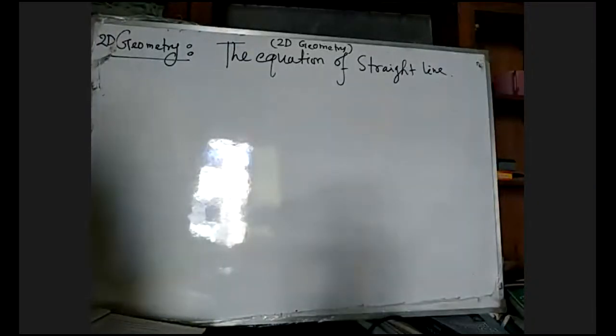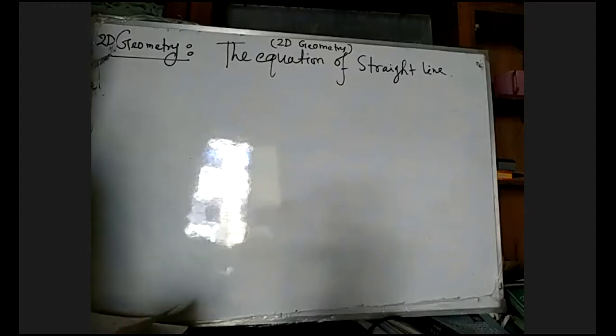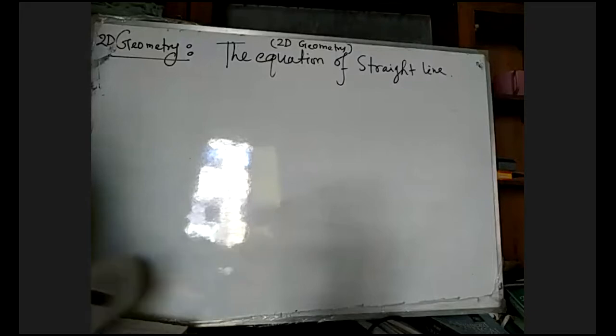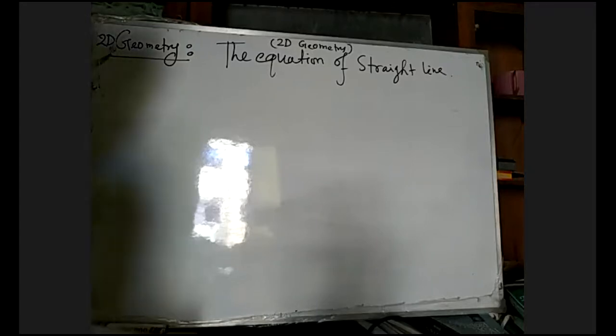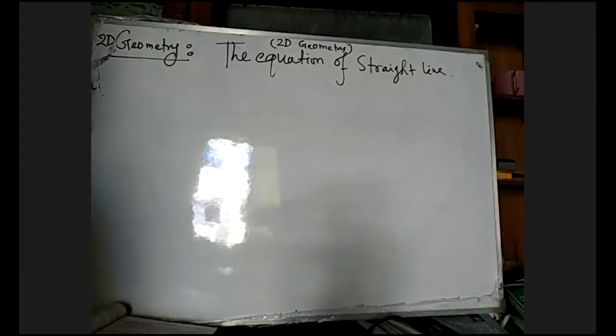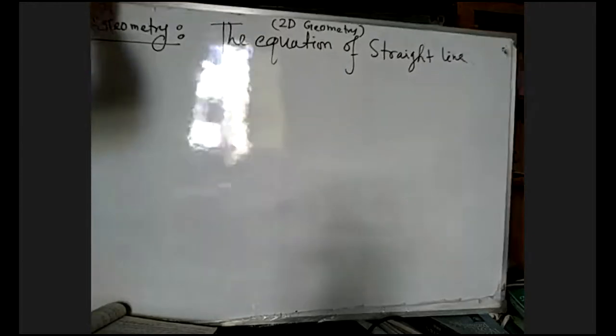Okay, today we'll start two-dimensional geometry, the pair of straight lines. Okay, a pair of straight lines. First of all, we'll discuss some basic concepts of a pair of straight lines.